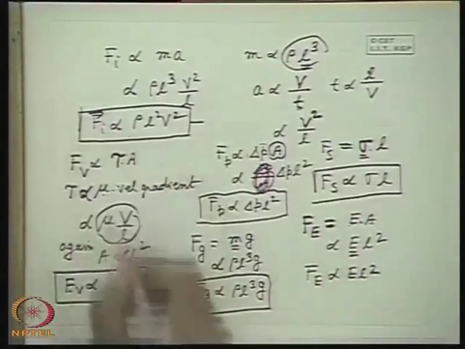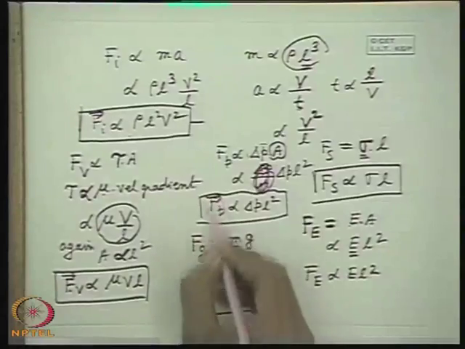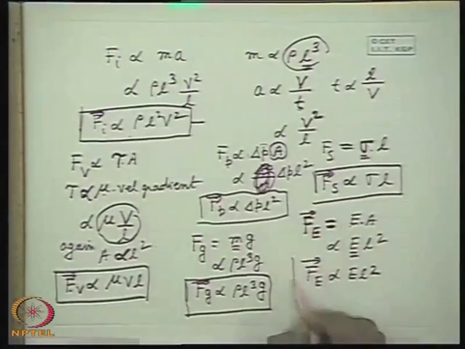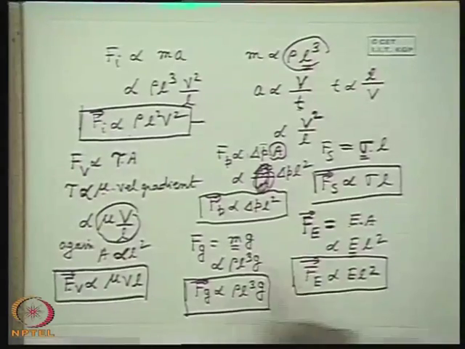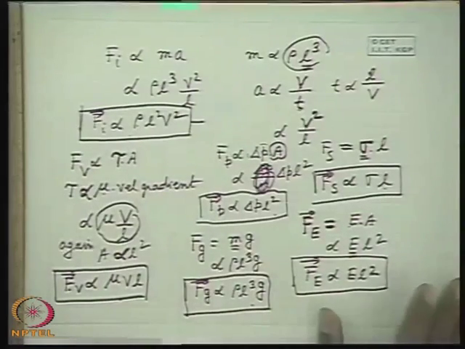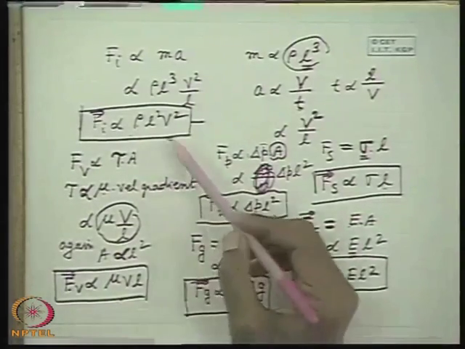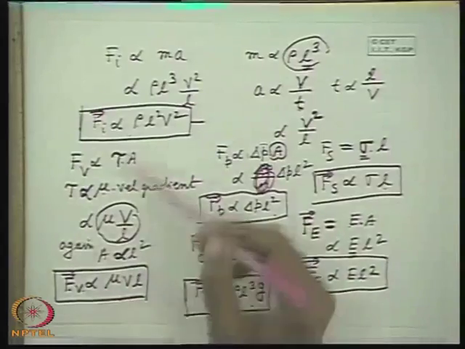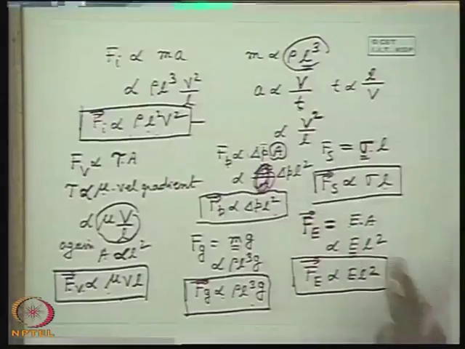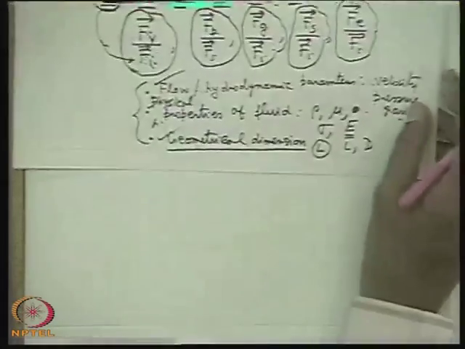You must give a vector notation, that force is a vector, so F_e. So this way we have expressed the inertia force, viscous force, pressure force, gravity force, surface tension force and elastic force in terms of these variables. Now the question comes, the ratio. If we want to find out viscous force by inertia force, we divide this by this. This way we can find out. Now let us see how we can find out.